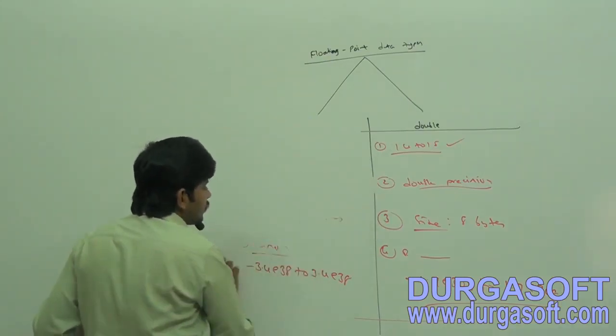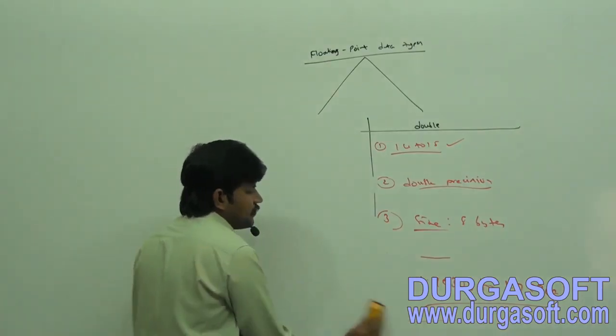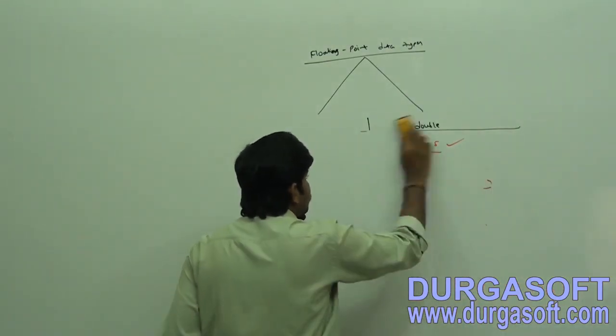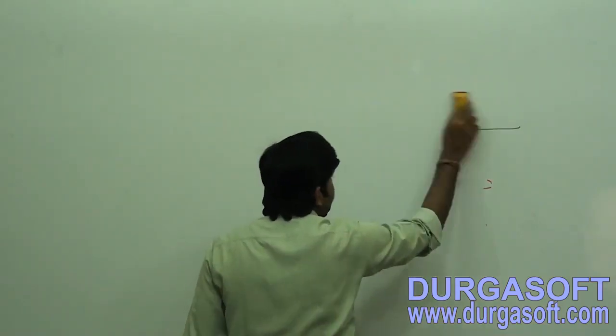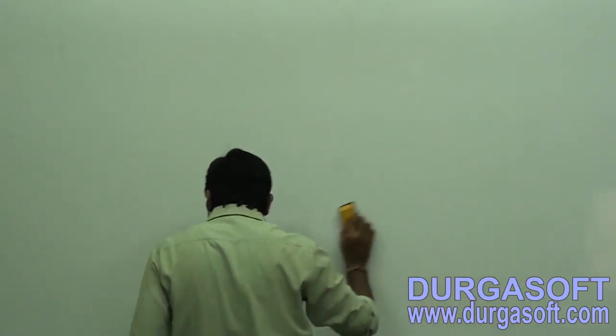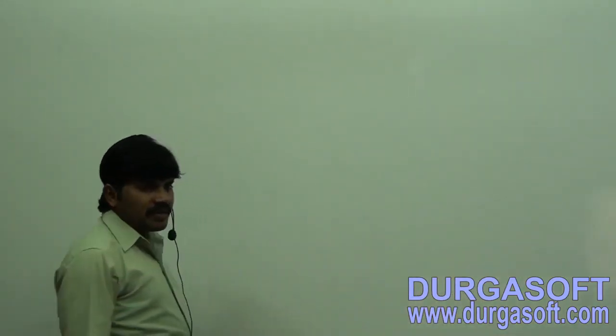Next, the boolean data type. Sir, can you tell the first point, what is the size of boolean? One bit, or one byte, or 2 bytes?